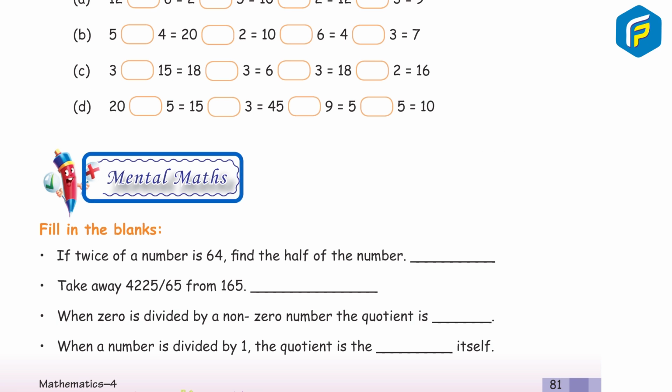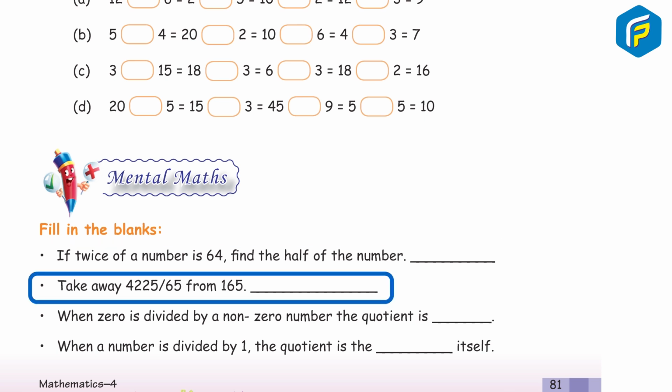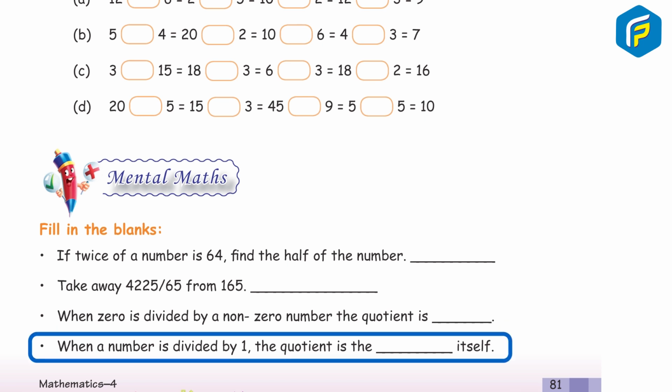Mental maths. Fill in the blanks. If twice a number is 64, find the half of the number. Take away 4225 divided by 65 from 165. When 0 is divided by a non-zero number, the quotient is dash. When a number is divided by 1, the quotient is the dash itself.